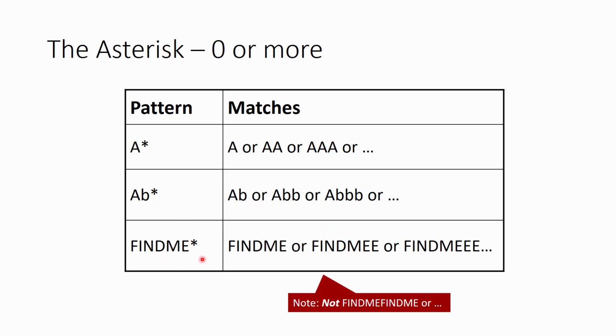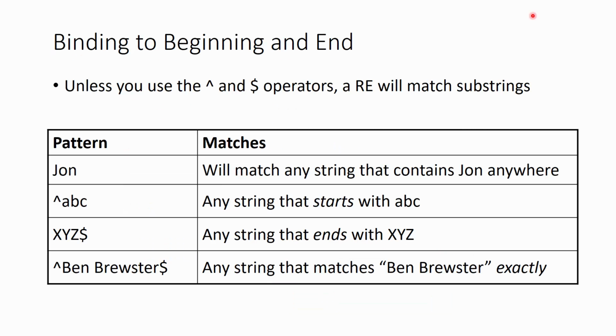If we look at the same find me pattern we were looking at before, the asterisk at the end is indexing off of the E, the capital E. So find me is matched, find me with 2 E's, find me with 3 E's, those are all matched. Not find me, find me. It doesn't take the entire 6-character sentence and replicate it onto the right. It's matching only the previous character.